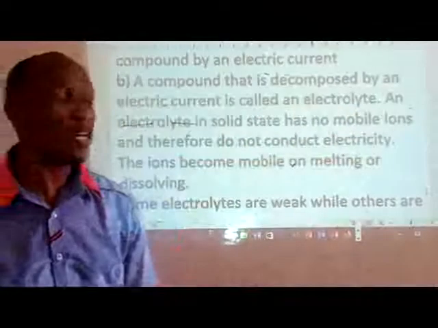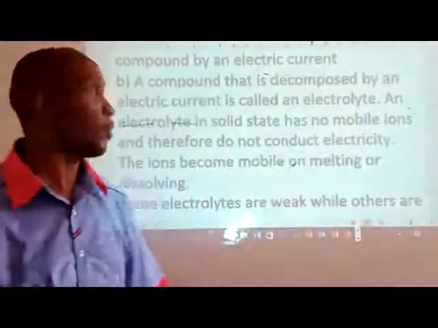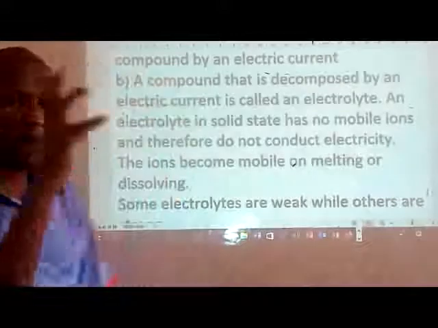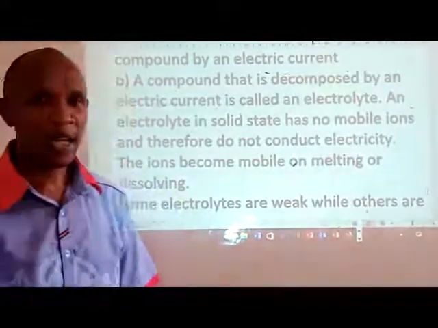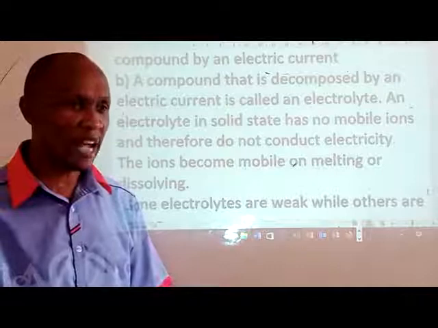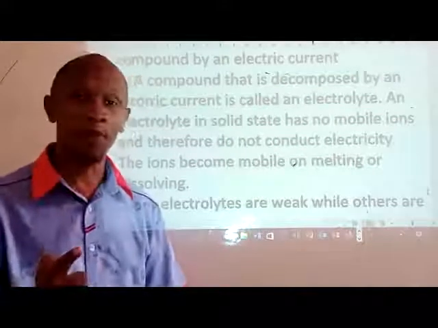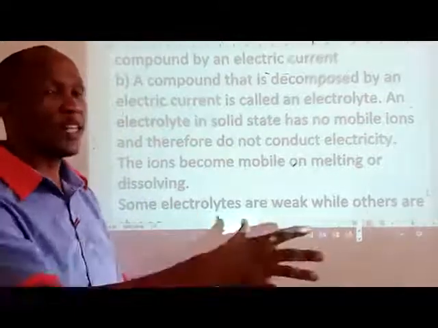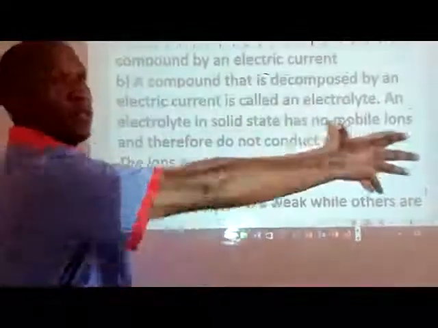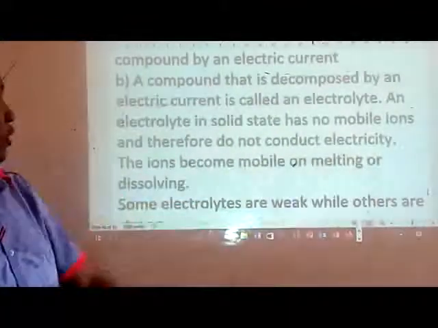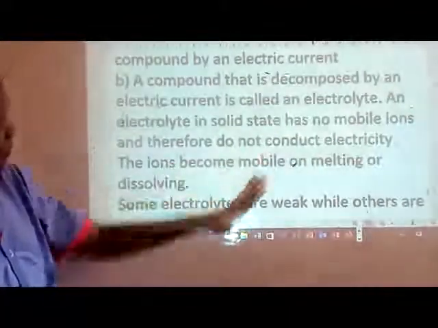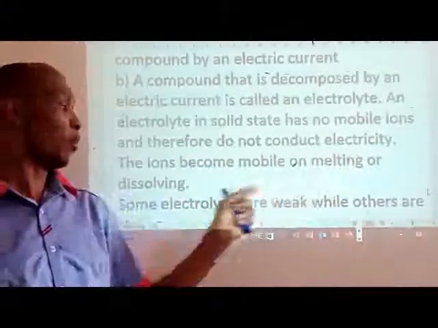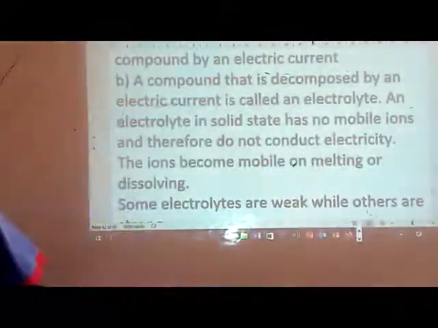So the substance that undergoes electrolysis is called an electrolyte, and the substance needs to contain mobile ions. One, it has to have ions. Two, the ions must be mobile. If it contains molecules, then there is no attraction towards the various electrodes, because molecules have no charge. So the substance must contain ions, and the ions are made mobile by either dissolving or melting.